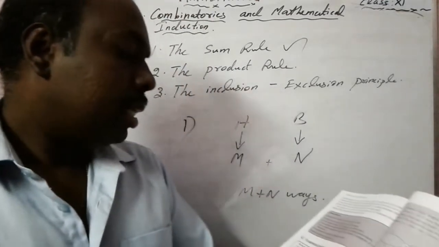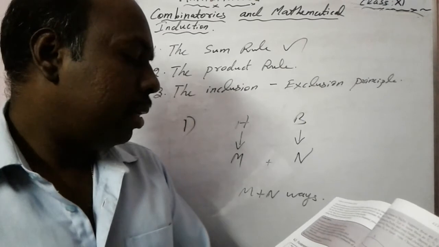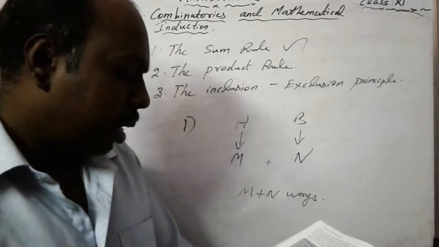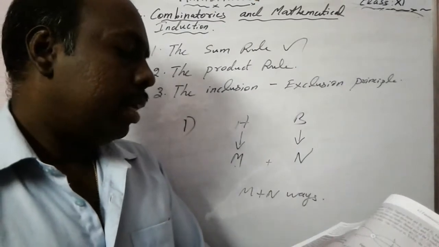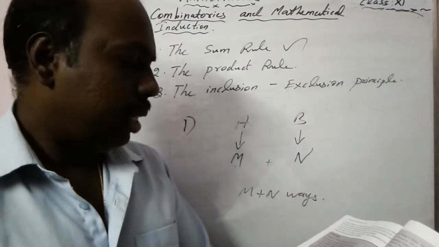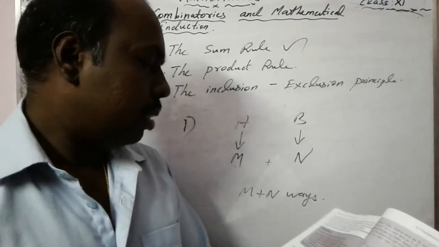Once again, let us consider two tasks which need to be completed. If the first task can be completed in m different ways, and the second task can be completed in n different ways, and these cannot be performed simultaneously, then there are m plus n ways of doing either task.